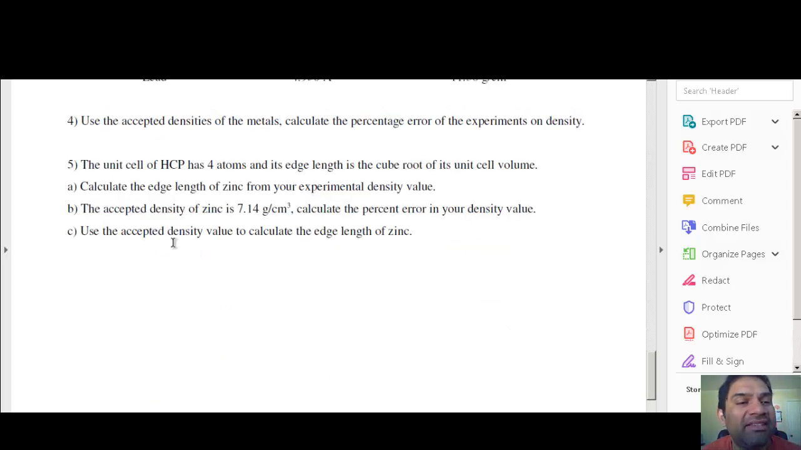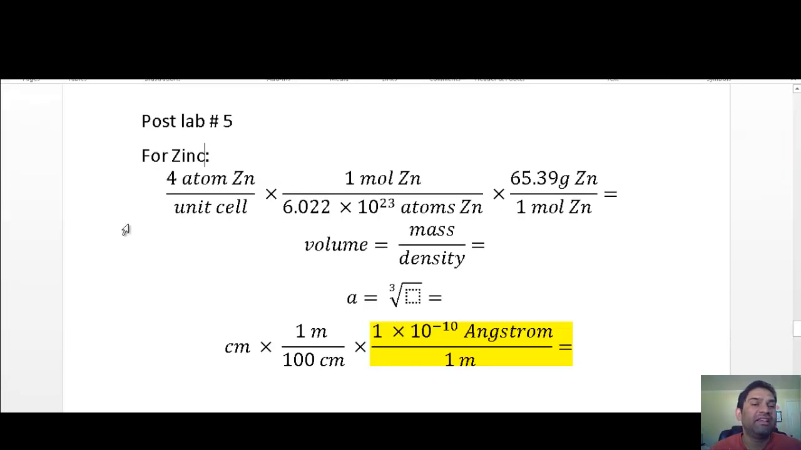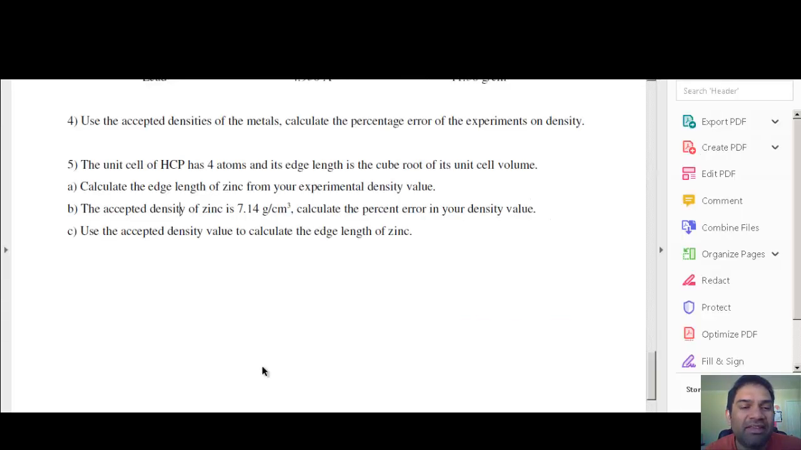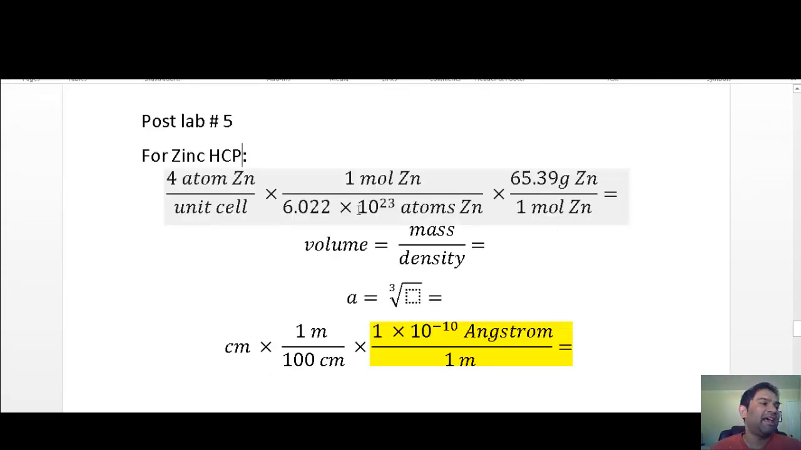All right, the final one has to do with another type of packing, and that's called the hexagonal closest packing. This is for zinc, and this has 4 atoms, and its edge length is the cube root of its unit cell volume. So let's calculate the edge length for zinc. So for zinc, they tell us it's hexagonal closest packing, 4 atoms per unit cell. And we know that 1 mole of zinc has Avogadro's number of zinc atoms. 1 mole of zinc from the periodic table is 65.39 grams of zinc.